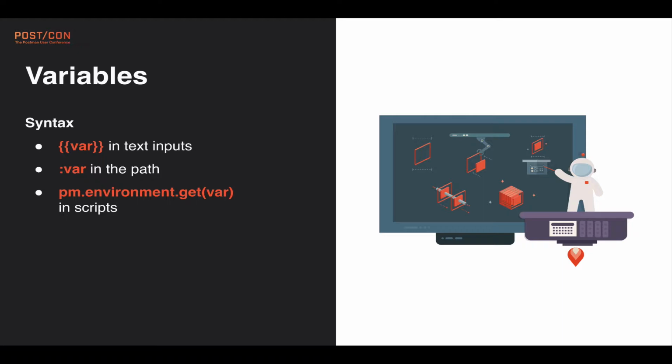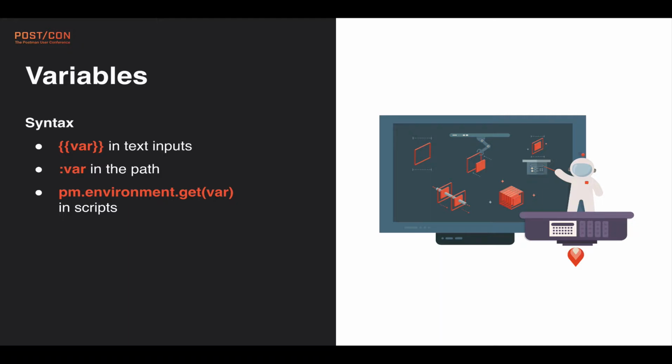So when you're actually using variables within the app, you can use a different syntax depending on where you're using the variable itself. If you're using the variable within a text input, like the URL bar, then you can use the double curly brace syntax. If you're using a variable within the path itself within the URL bar, then you can use the colon variable name syntax. And if you're using a variable within a script or a test, you can use the pm.environment.get API with the variable name. You can also use pm.environment.set to set a value for a variable.